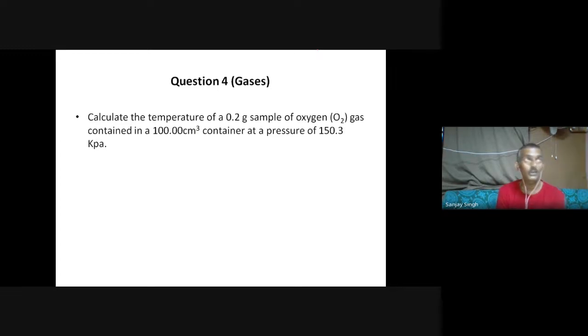Which gas law are you going to use? If you still recall, what is the gas law you're going to use? Anyone? Forgotten? Very important gas law. Your PV is equal to nRT.